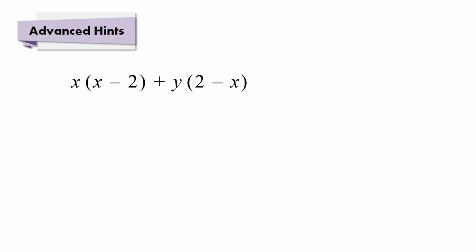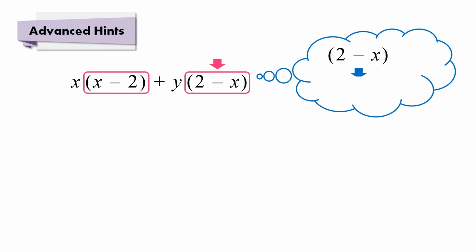The next part is advanced hints. This type of questions is quite common in our exercises and examinations. We found that the two terms are not exactly the same. We cannot take it out as a common factor directly. But they look so similar. This is x minus 2, while this one is 2 minus x. Their orders are reversed. Actually, we can still take it out as a common factor. But before that, we have to change this 2 minus x to something related to x minus 2 first.